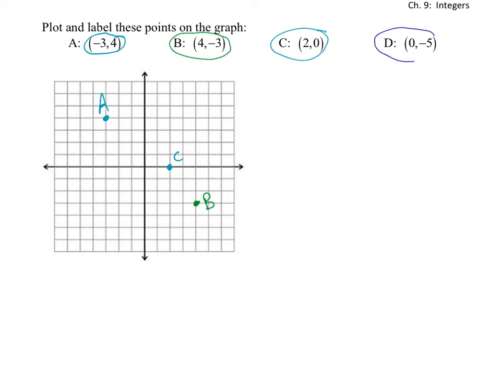And then last but not least, let's pick D. So I'll switch to this color blue for D. So 0, negative 5. So go back to what we've been doing. And I start at the origin. So my side to side is 0. So I'm still right there. Now my y, my vertical, is a negative 5. So that means I go down 5 to right there. So that's going to be my point D. So put a dot there and put a D by it.